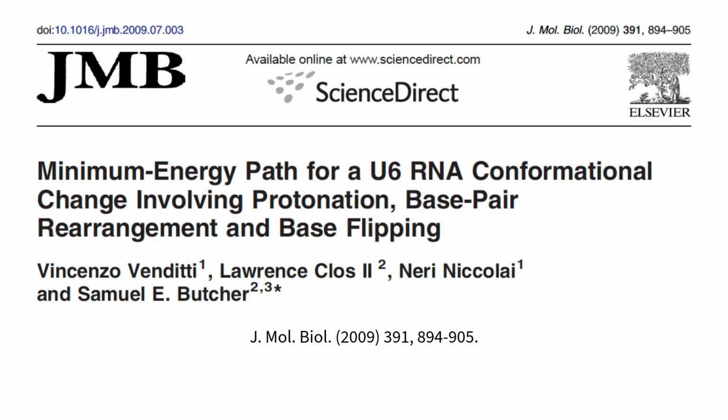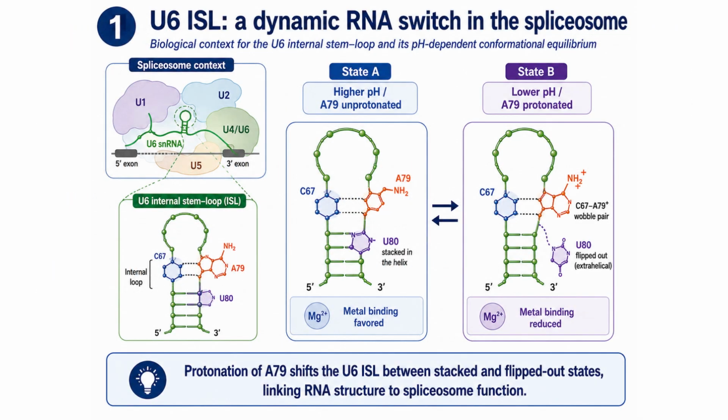How can a small change in protonation reorganize an RNA structure? This manuscript focuses on the U6 internal stem loop, or U6ISL, a highly conserved RNA element of the spliceosome. The internal loop of U6ISL contains three key nucleotides, C67, A79, and U80.